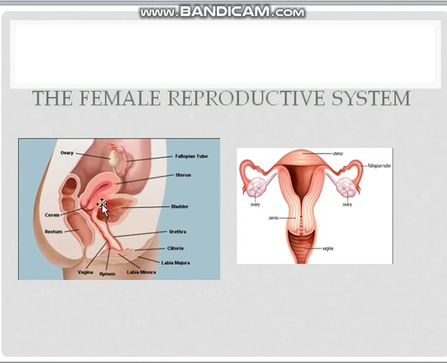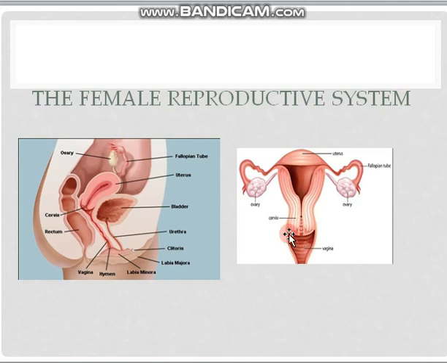Now we come to the cervix. So this is the region called the cervix, and it is labeled here. The cervix is also found here. Now the cervix serves as a link between the womb and the vagina.